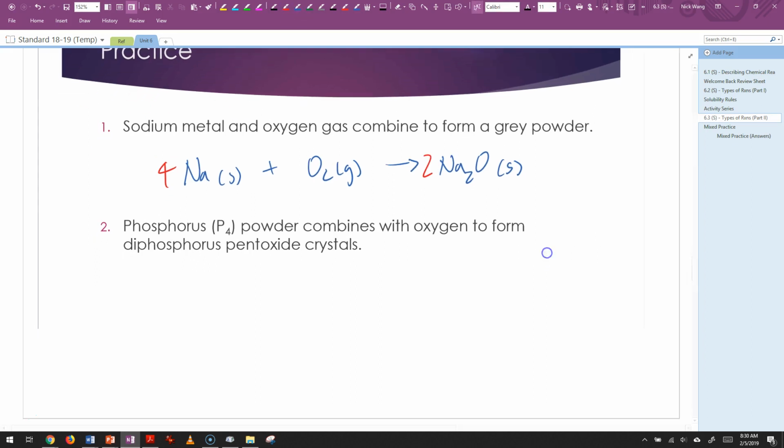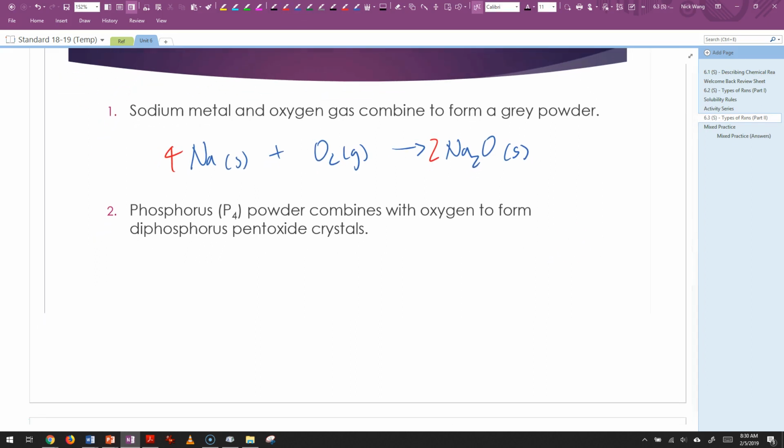This last one here, phosphorus powder combines with oxygen to form diphosphorus pentoxide crystals. Let's try this out. Phosphorus, they tell you the formula is P4, right? It's not just a P in this case, so we're going to throw that in there. It's combined with oxygen again, so surprise, O2. All right, that's going to form diphosphorus pentoxide.